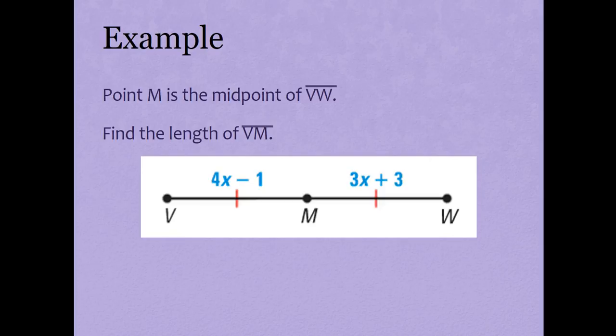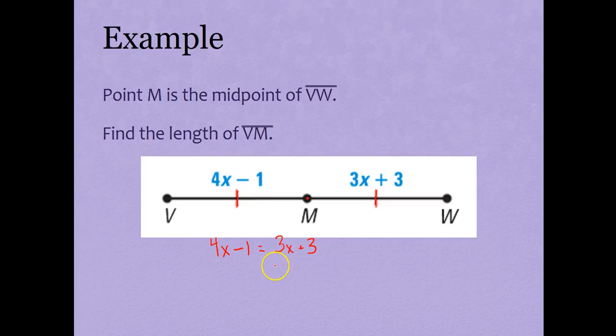So example, point M is the midpoint of segment VW. Find the length of VM. So it shows us that these two parts are equal by these tick marks here. And we should also know that because it says M is the midpoint, so it's in the middle, so the left and the right parts are equal. So if it's the middle and they're equal, then we should set them equal so that we can figure out what x is. And now I just have an algebra 1 problem.